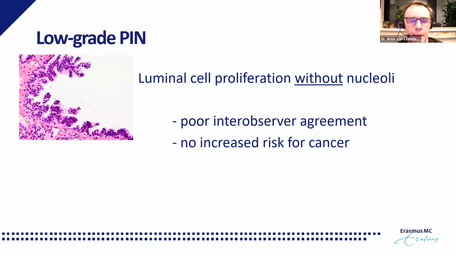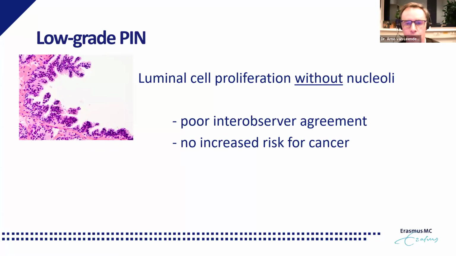So low-grade PIN, as I told you, is generally a papillary proliferation without prominent nucleoli. Well, that's the first quite subtle alteration we can see in the prostate. However, there have been quite some studies on low-grade prostatic intraepithelial neoplasia, and we know it has a very poor inter-observer agreement. Because the alterations are so subtle, it's extremely difficult to really recognize the lesion and to distinguish it from normal prostate luminal epithelium.